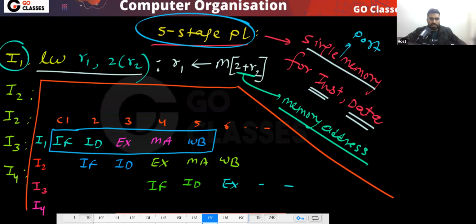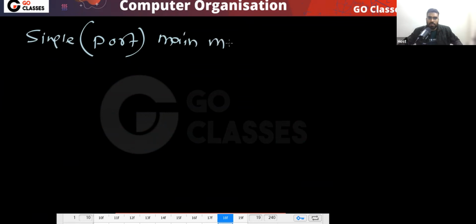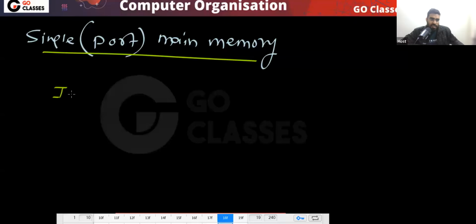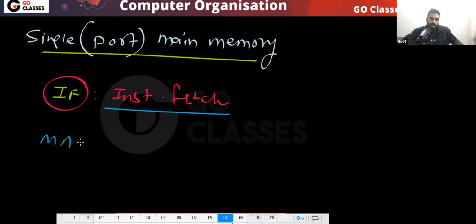Okay, so the answer is instruction fetch and memory access, right? If you have a single main memory, a single port memory, then the IF stage needs the main memory because you need to fetch the instruction. This stage will also access the main memory. And here, in the memory access stage, you will do a data memory read.